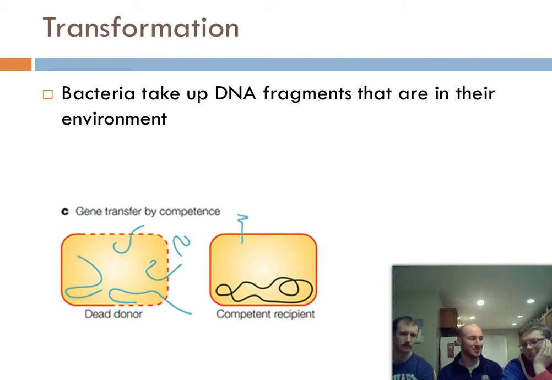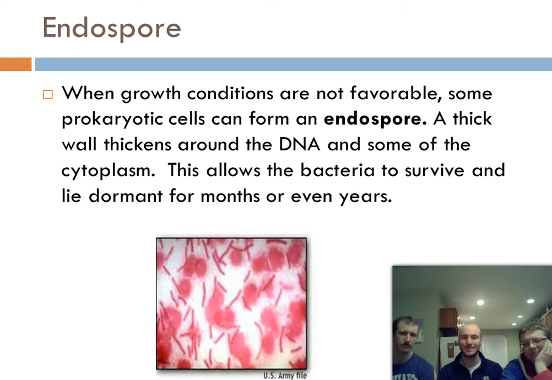So anyway, now let's say bacteria gets in a situation where growth conditions are not favorable. Say it gets really, really cold outside, or it gets really, really dry. Well, what can happen is a little section of that cell can thicken up, and a wall forms around the DNA. And this is called an endospore. This allows the bacteria to survive for a really, really long time.